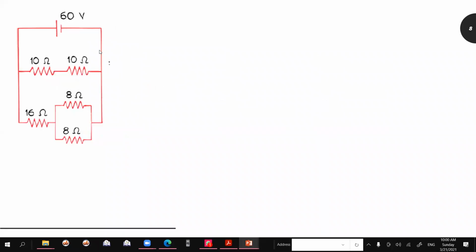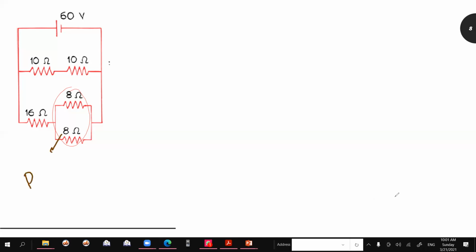Now, let's find the total resistance for this combined circuit. Here, as you see, we have a combination of parallel and series circuits. First step, you have to start with these two circuits. These two circuits are parallel to each other. So since they are parallel, you have to find the total resistance.